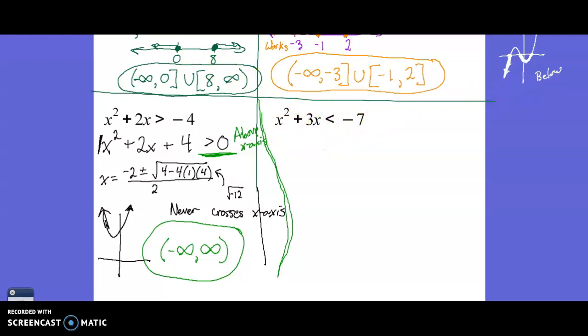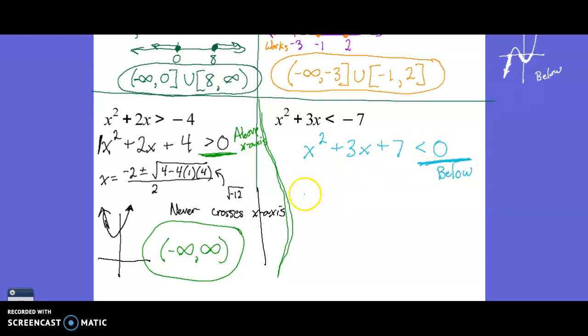So hopefully you tried this problem on your own, and what you need to do is just compare it to 0, just like what we did with all the other problems. And again, this is basically saying, hey, we want values that are below the x-axis. If we look at the graph, we want negative answers.